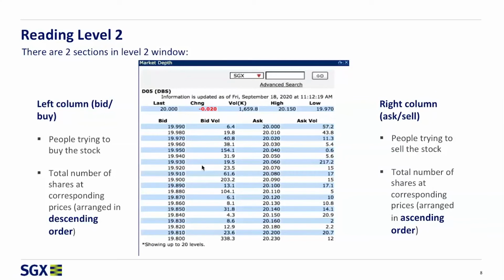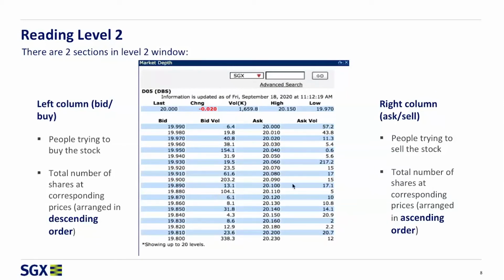The left hand side represents what we call the buy queue, and with the market depth we are able to know, for example, at 1988 there will be 104 lots essentially waiting at this particular price, trying to buy at this price.